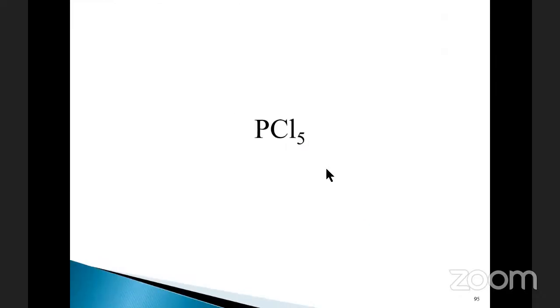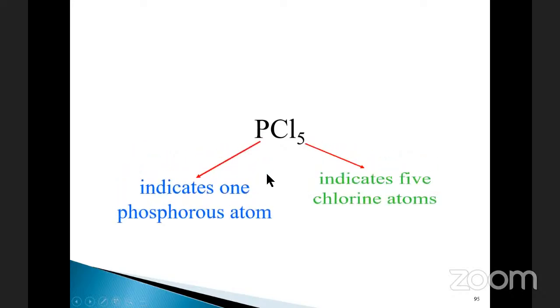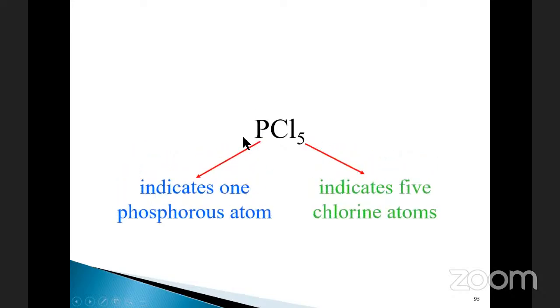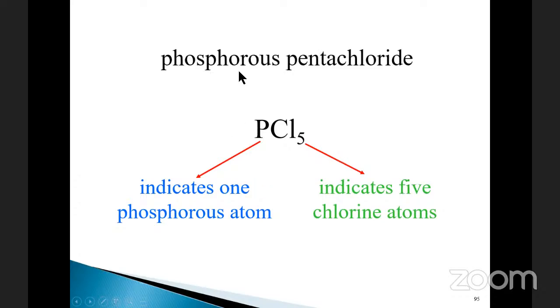Okay, the next example is this one. You'll notice that there's only 1 atom of phosphorus, which is the first element here, followed by 5 atoms of chlorine. Remember, we said that if there's only 1 atom for the first element, we do not use any prefixes. So we would not use mono for that one. But for the second element, we would use the prefix for 5, which is penta. So the name of this compound is phosphorus pentachloride.